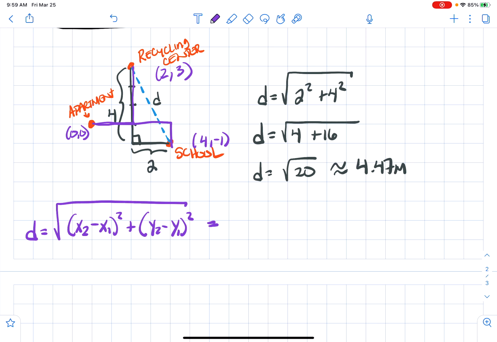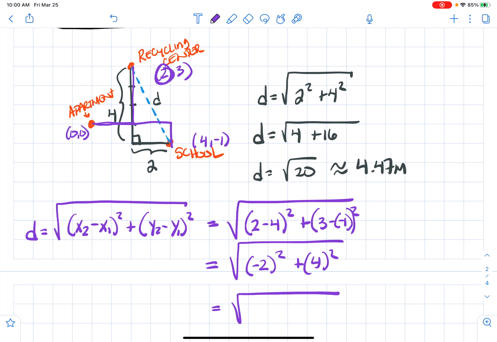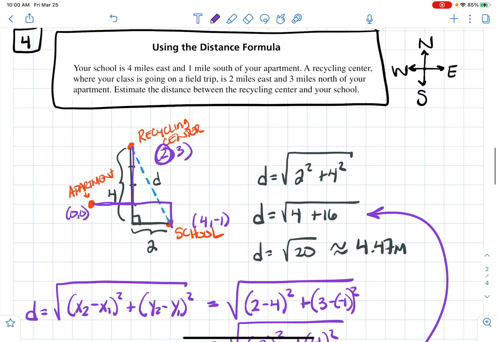Well, what's the value of x2? That would be this guy up here. So this is going to be the square root of 2 minus 4 squared plus 3 minus negative 1 squared. That's going to be the square root of negative 2 squared plus 4 squared. And you can see we're going to end up right back where we were before. So this is going to be a 4 and then a 16. And that brings you right back to where we were before, and you can just continue on from there. So there's the more traditional approach. But if I was given this problem, I would just make the right triangle on the graph and do it the first way that I showed you.